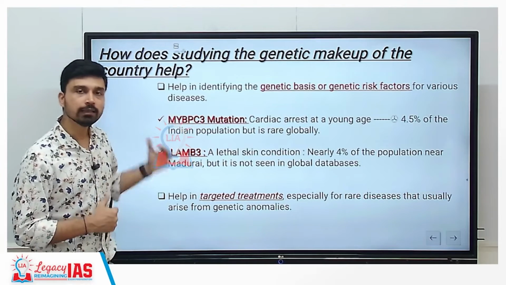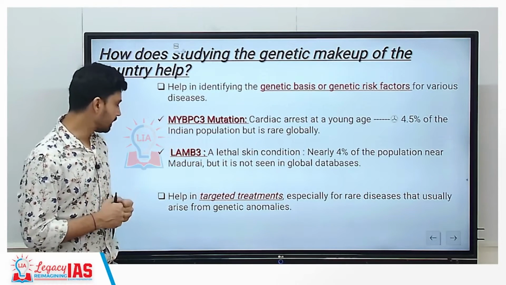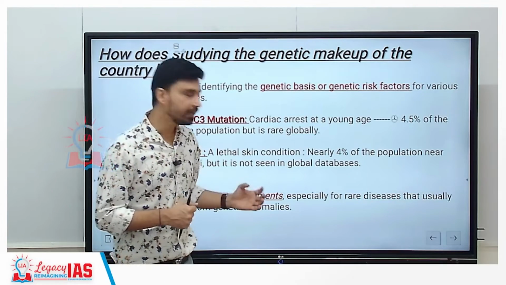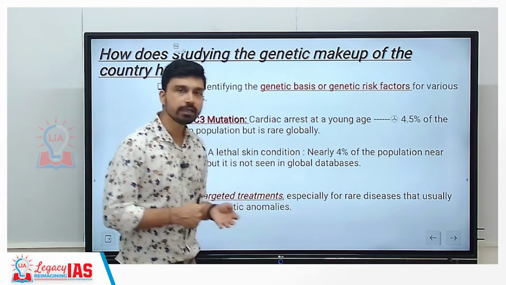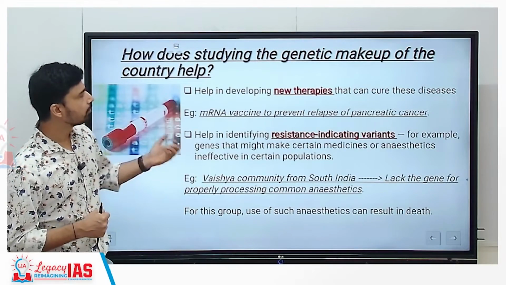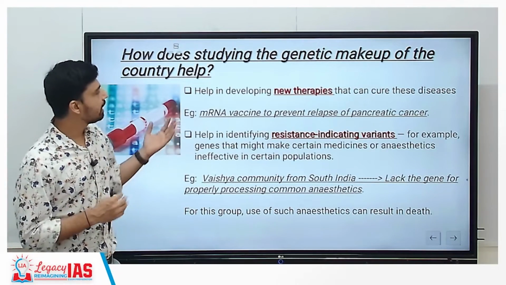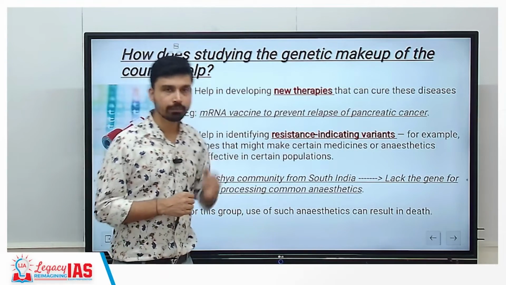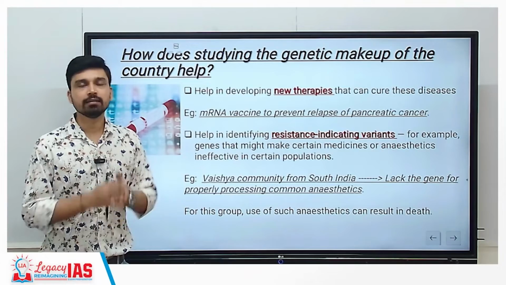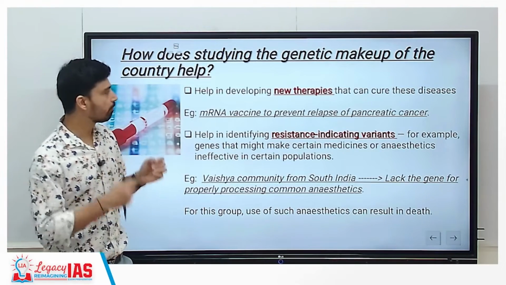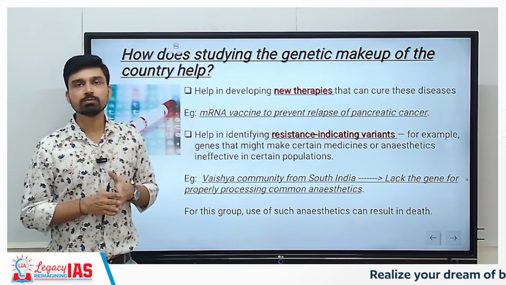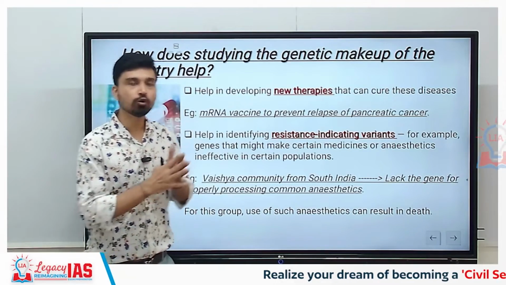The other help that this kind of study can give us is in targeting treatments, especially targeted treatments for rare diseases that usually arise from genetic anomalies. Third, such a database will help us in developing new therapies that can cure these diseases. For example, the mRNA vaccine that has been prepared by the scientists of India to prevent relapse of pancreatic cancer. This was possible after studying the genome, or genome sequencing.